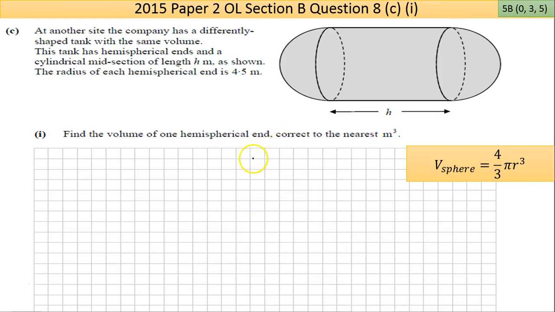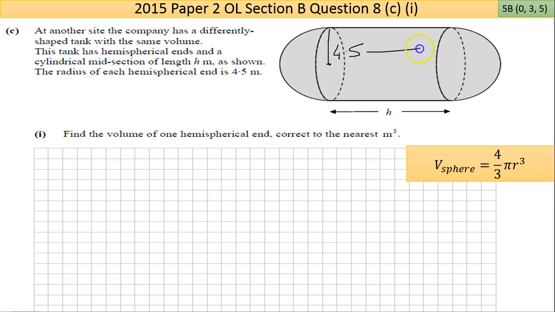Now the next one here, in question 8, part C, part 1. At another site, the company has a differently shaped tank. This is a kind of cylinder or whatever, with the same volume. So there's a cylinder in the middle and then 2 ends, so 2 halves of a circle. This tank has hemispherical ends and a cylindrical midsection of length h. See the h there labelled, with the units we took here as meters. The radius of each hemispherical end is 4.5 meters. So you're basically looking to say that that's your center. That's 4.5.